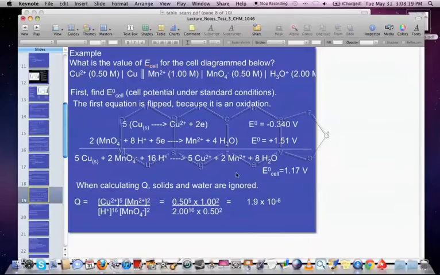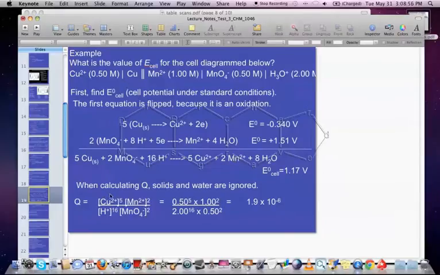My next mission, though, is to find Q. Now, Q is found pretty much the same way as it's been found in the past. We take our products over the reactants. Now we ignore water and we ignore solids, and again, solids are ignored because they don't have any concentration in the solution. So another tip you can use is just look at the initial equation or problem that you're given, and you'll see anything that's got a concentration next to it, you better be finding that somewhere in the Q expression. So that's a good idea to check it against that at the end.